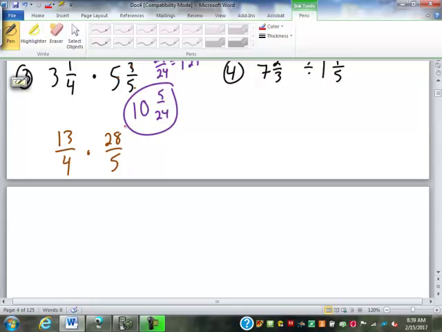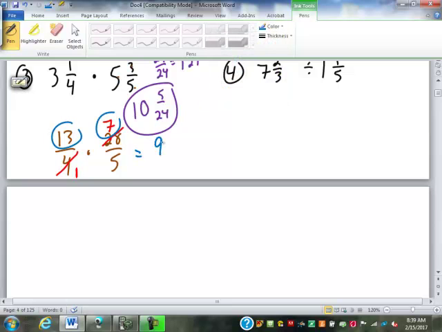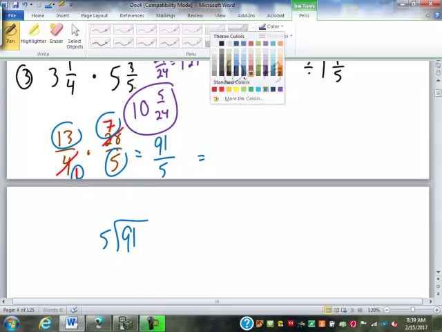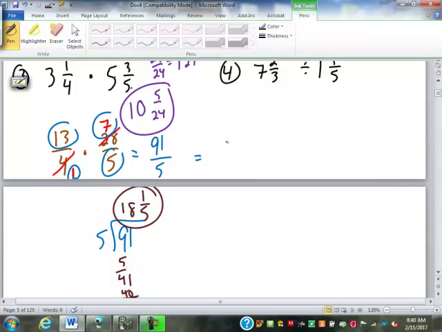Now we could just multiply straight across, but before we do that, we can cross cancel. We can reduce the 4 and the 28. Both divide by 4: 4 divided by 4 is 1, 28 divided by 4 is, careful, 7. 13 times 7 is 91. 1 times 5 is 5. 91 divided by 5. 5 goes into 9 once. There's 4 left over. Bring down the 1. 5 goes into 41 8 times. That's 40, so there's 1/5 left over. So 18 and 1/5. Any questions there?